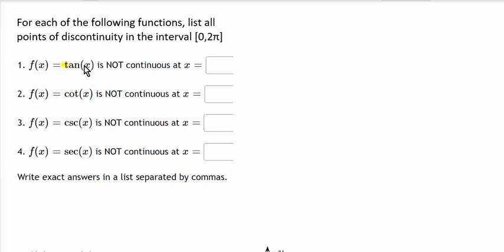In this problem, we're given 4 trig functions, and we are asked to find all of the points of discontinuity in the interval 0 to 2 pi. So for example, question number 1 says the function is tangent of x is not continuous at x values that we're supposed to list separated by commas. So let's look at these questions one at a time.